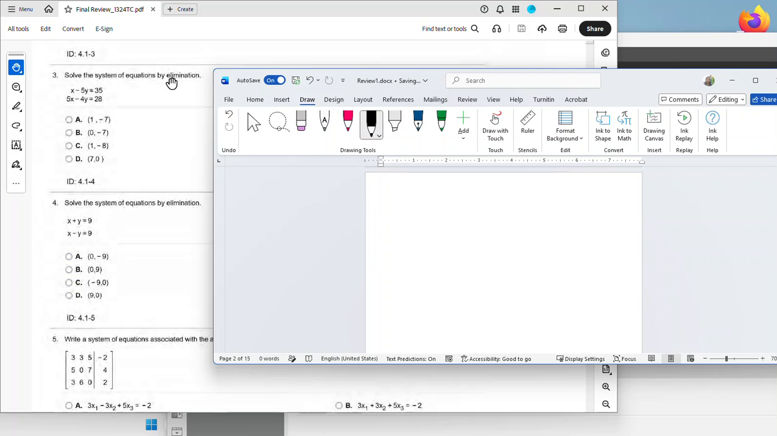For number 3, elimination method is not actually the best. If I have a choice, I will choose the substitution method. You know why? Because I have 1x here. I can solve for x equal to 5y plus 35. And I can plug it into the second one, 5x minus 4y equal to 28, right? So this one, substitution method will be really easy.